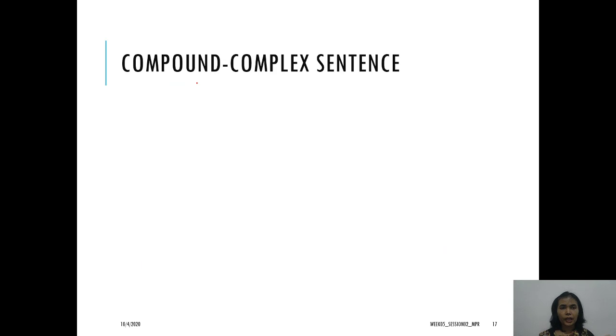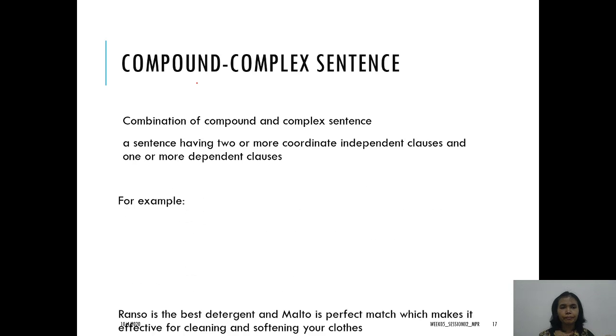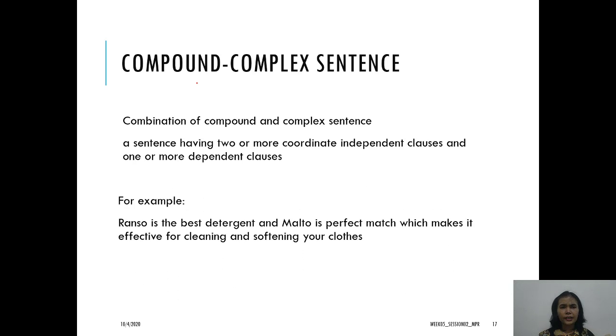Now the last one is the compound complex sentence. So what does it mean by compound complex sentence? It's actually a combination of compound and complex sentence. So it is a sentence that has two or more coordinate independent clauses and one or more dependent clauses.